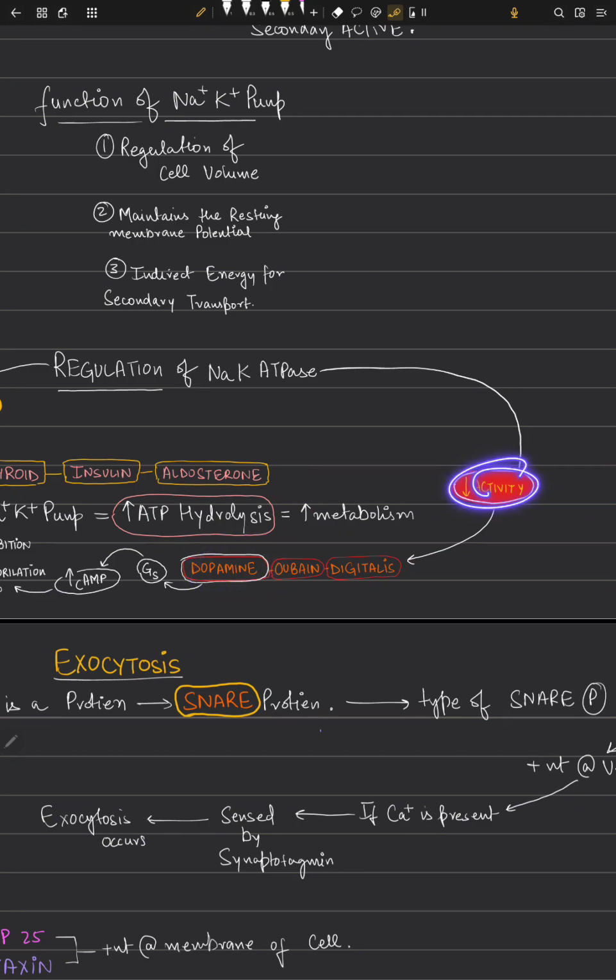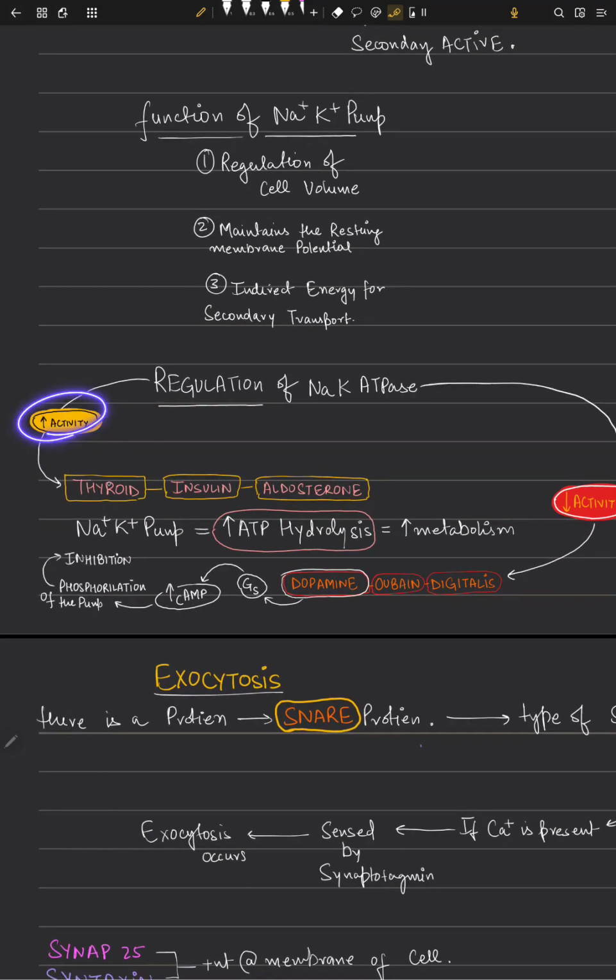It reduces their activity. What about increasing it? Thyroid, insulin, aldosterone. Now aldosterone is notorious for Na. Remember this: thyroid, insulin, and aldosterone. Thyroid works for growth. Insulin also works for growth, and aldosterone works for Na.